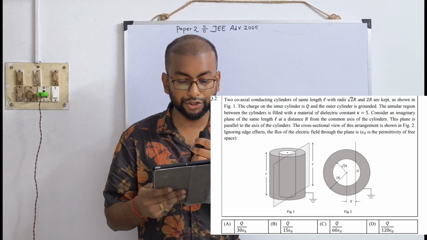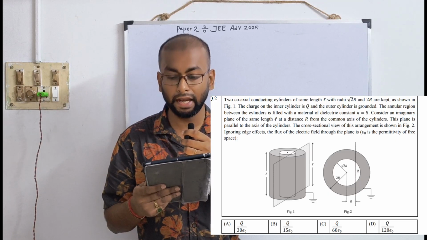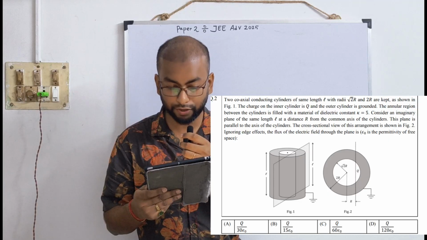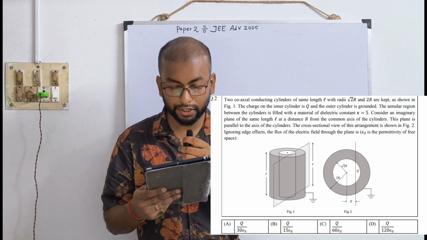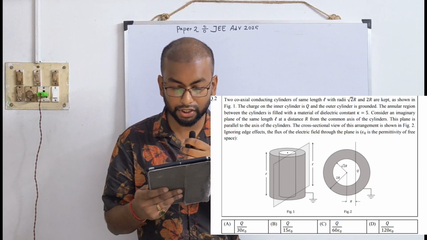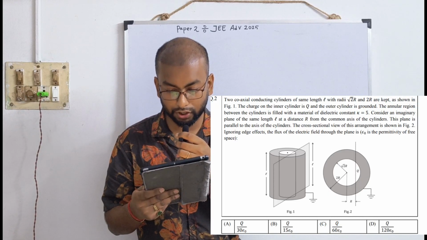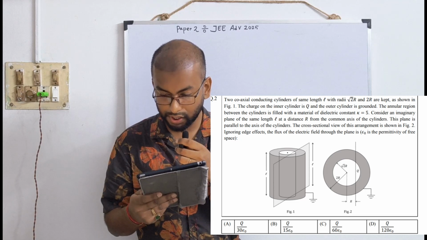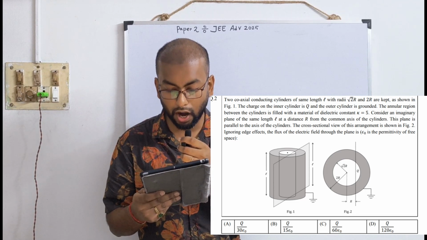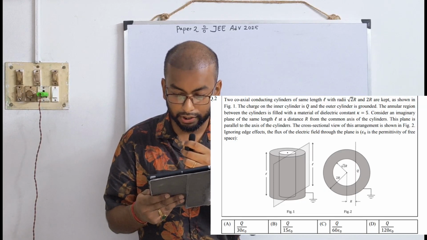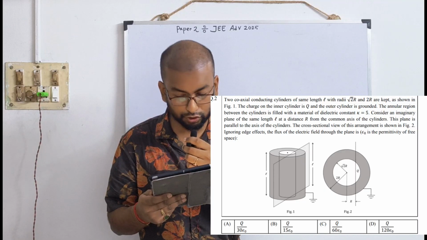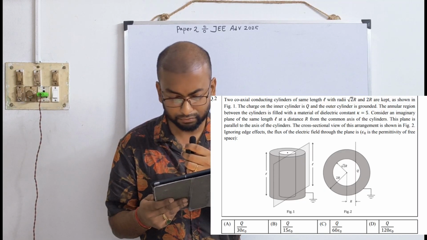It is given that two coaxial conducting cylinders of same length L with radius root 2 r and 2 r are kept as shown in figure 1. The charge on the inner cylinder is capital Q. The outer cylinder is grounded. The annular region between the cylinders is filled with a material of dielectric constant kappa equal to 5. Consider an imaginary plane of the same length L at a distance capital R from the common axis of the cylinders. This plane is parallel to the axis of the cylinders. The cross-sectional view of this arrangement is shown in figure 2, that is the top view of course.